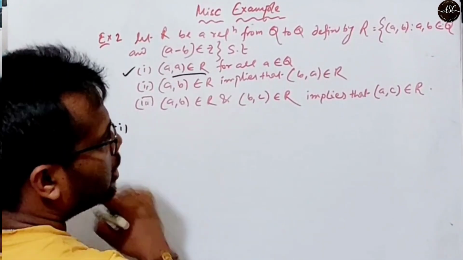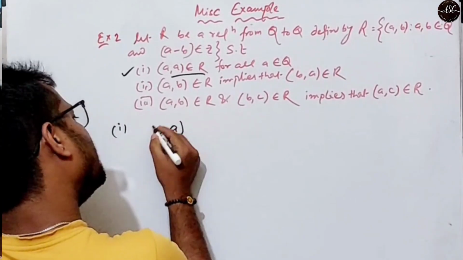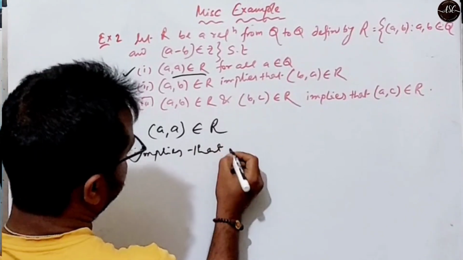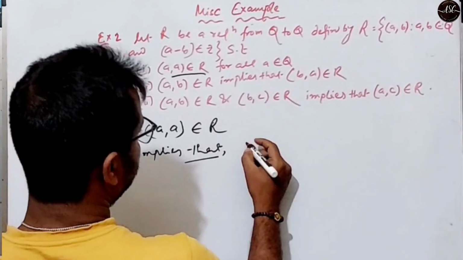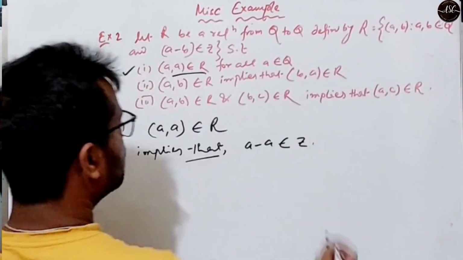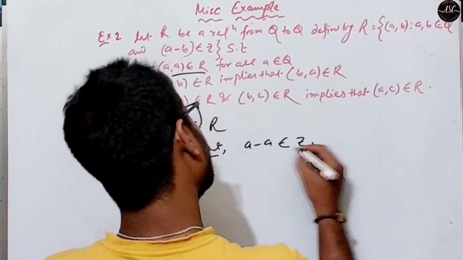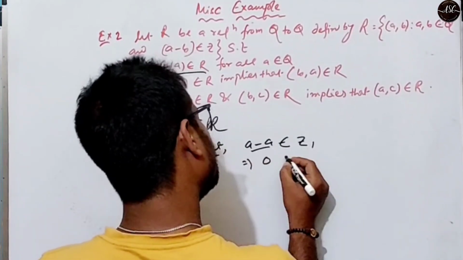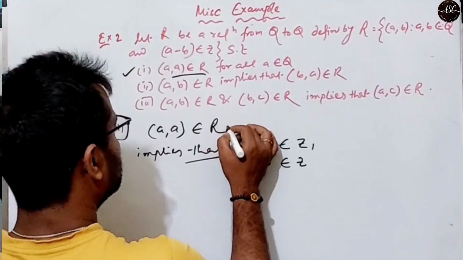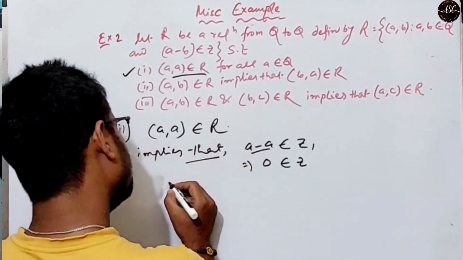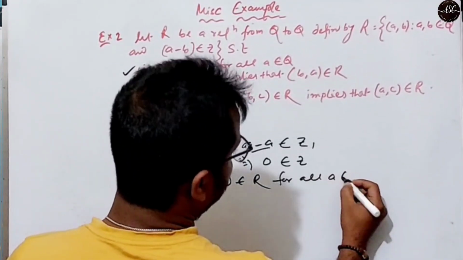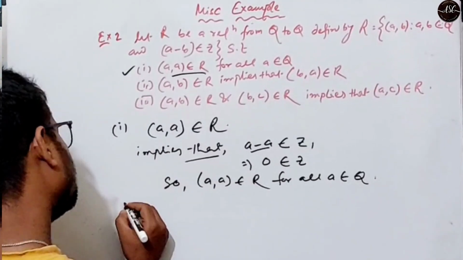Here (a, a) belongs to R. What does this mean? This means a minus a belongs to Z. So a minus a equal to 0, which implies 0 belongs to Z. So 0 definitely belongs to Z, so this condition is followed. So (a, a) belongs to R for all a belonging to Q. Now question number 2.